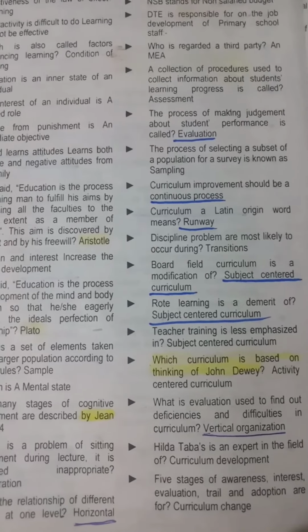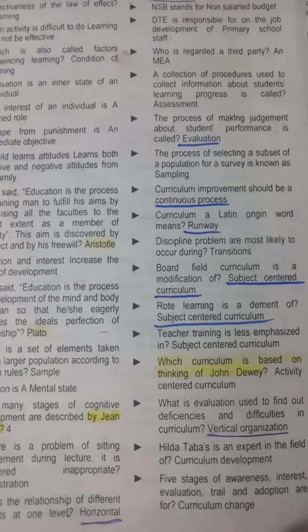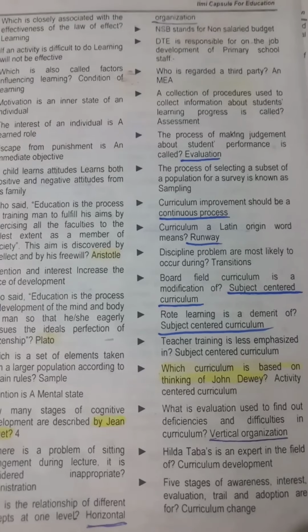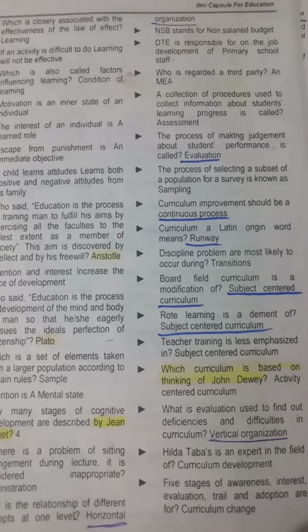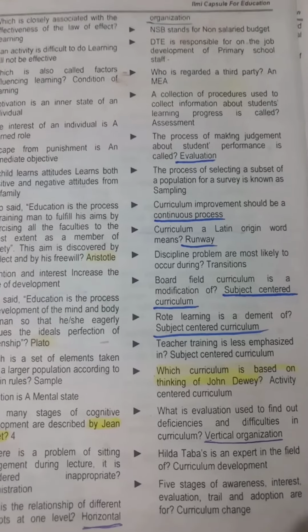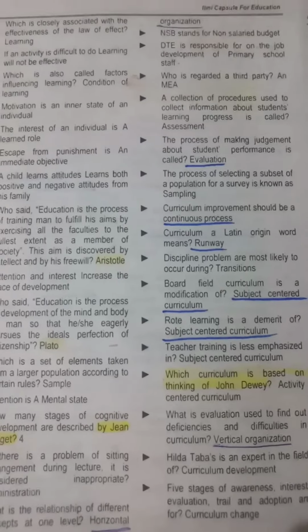What is evaluation used to find out deficiencies and difficulties in curriculum? Vertical organization. Hilda Taba is an expert in the field of curriculum development. The 5 stages of awareness, interest, evaluation, trial, and adoption are for curriculum change.